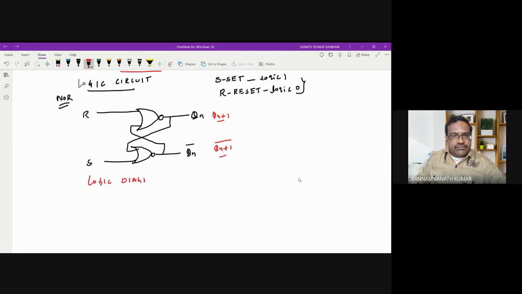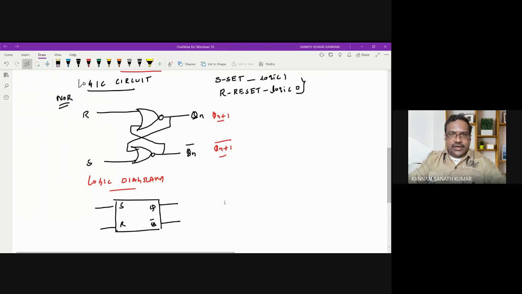So this is the logic circuit, and coming to the logic diagram. If you see the logic diagram, this is one block. It is represented with S and R, Q and Q bar. Now I will realize this SR latch. Take the first case, when S equal to 0 and R equal to 0.